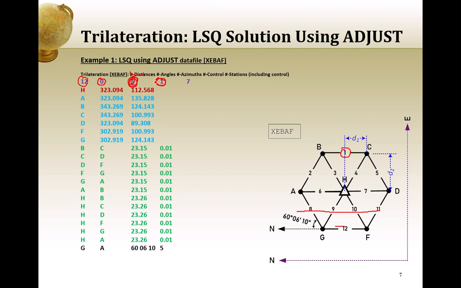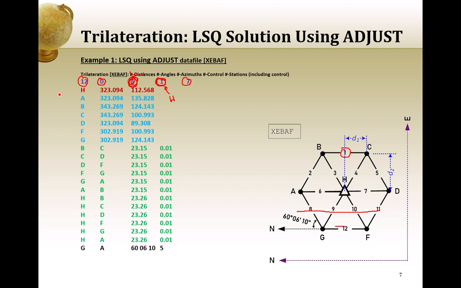How many control stations? We have 1 control station. So this is 1 control, which is point H. And what is the total number of the stations, including the control station? It is 7. We have 6 on the perimeter of the shape and 1 control, so the total is 7.